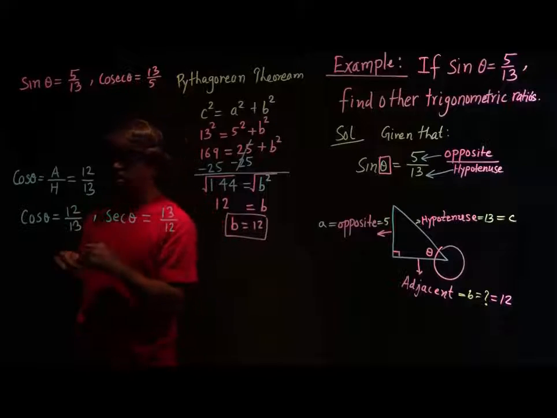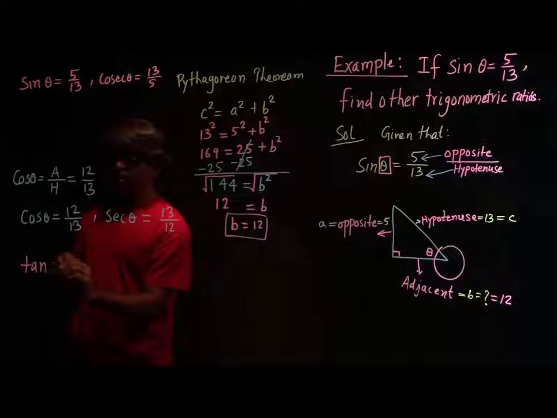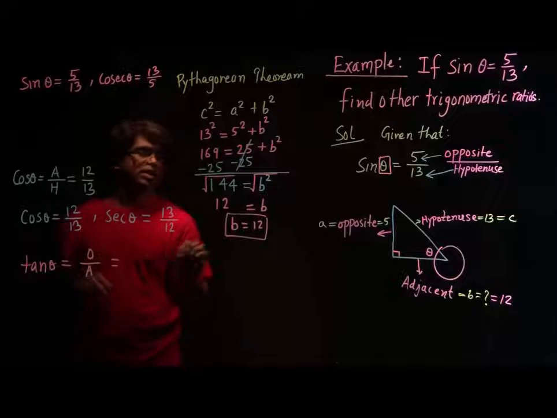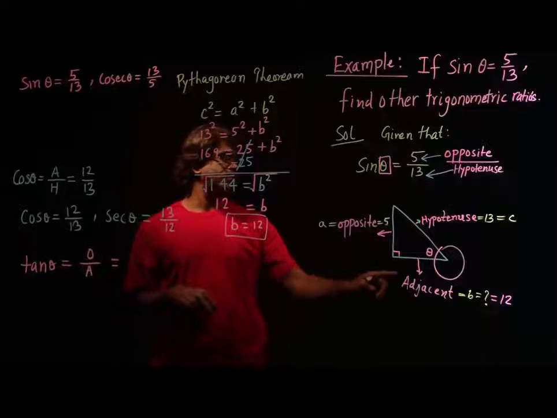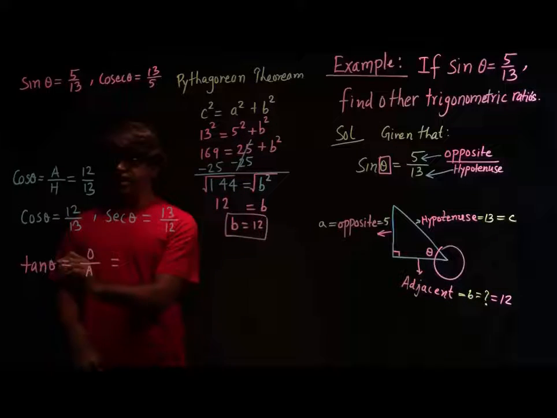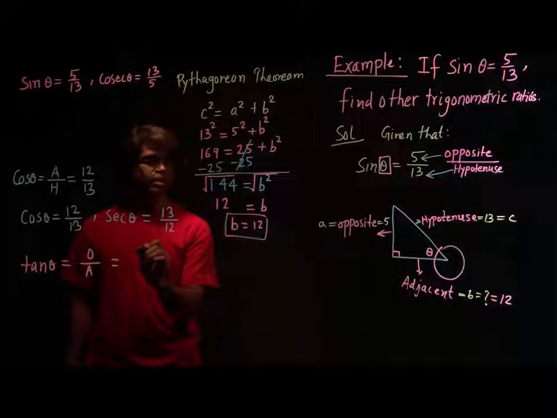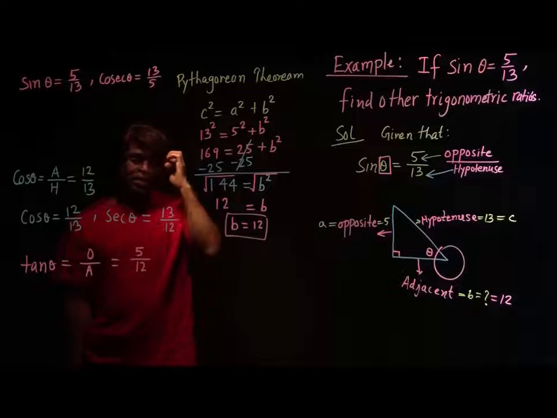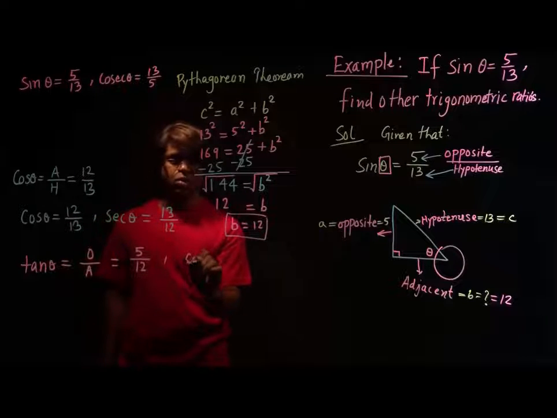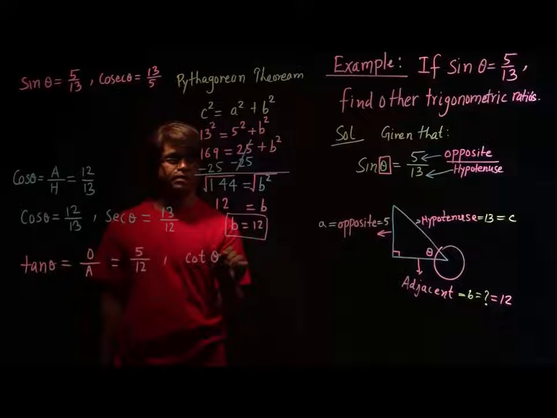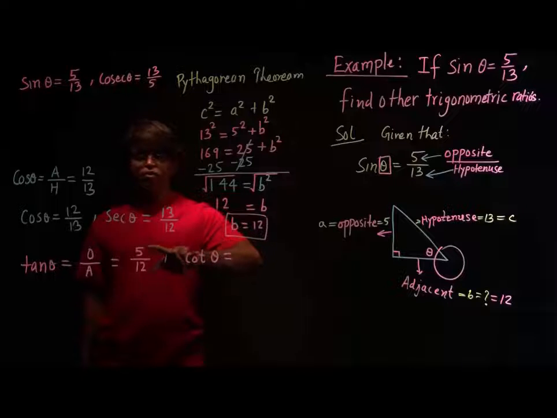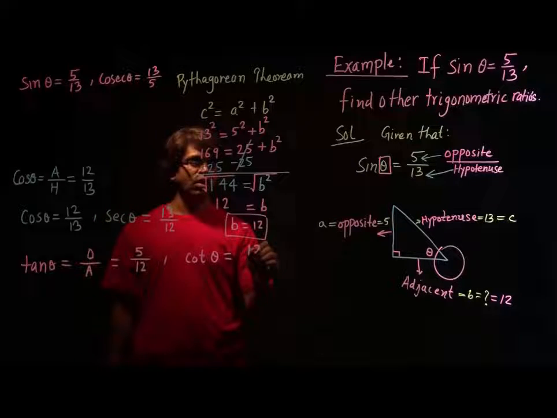Now, the last trigonometric ratio that we have is tangent. We know tangent is opposite over adjacent, and my opposite is 5 and my adjacent is 12. So tangent theta is 5/12. The reciprocal of tangent is cotangent, so I write cotangent of theta, and since we are finding the reciprocal of tangent, we flip 5/12 to get 12/5.